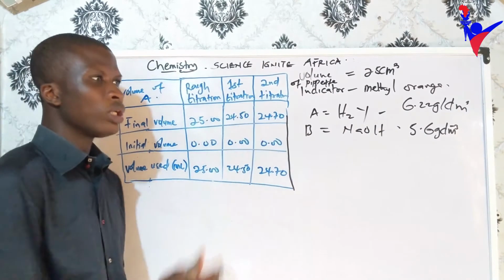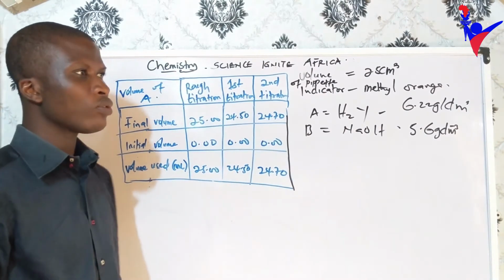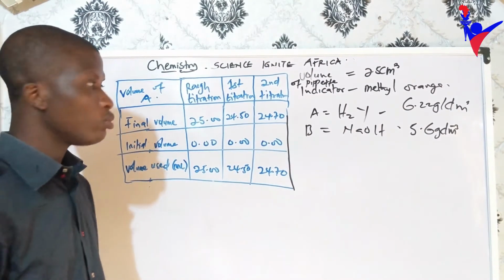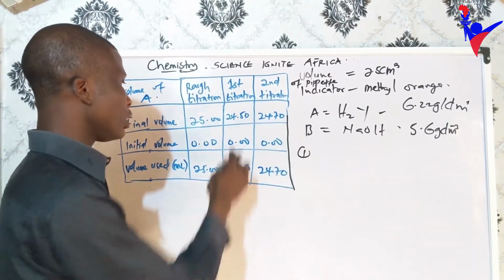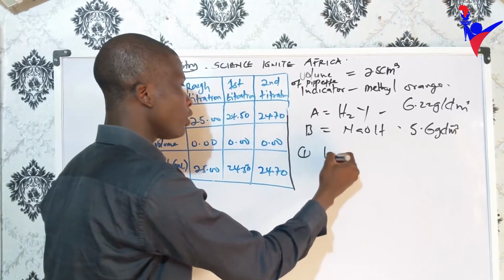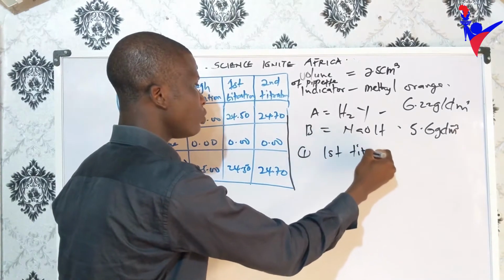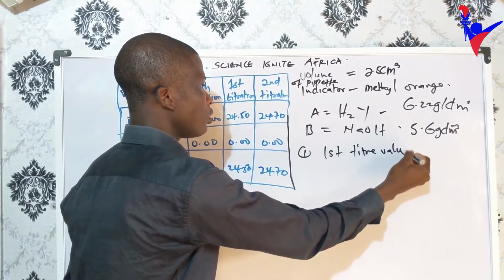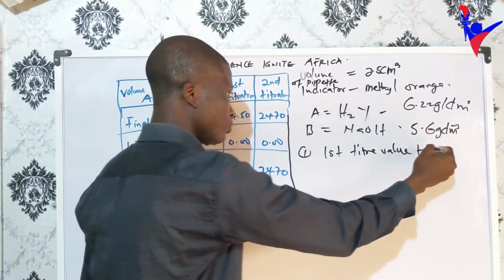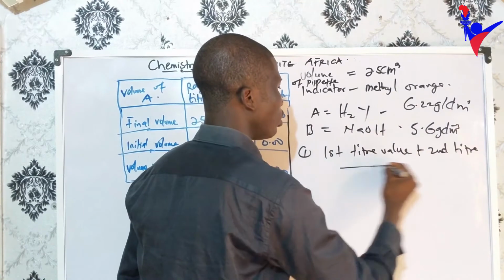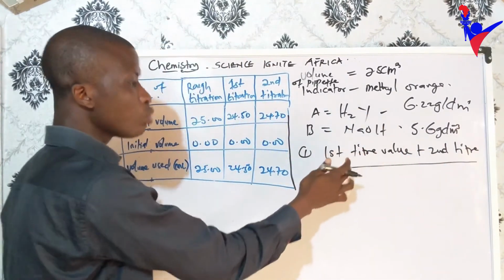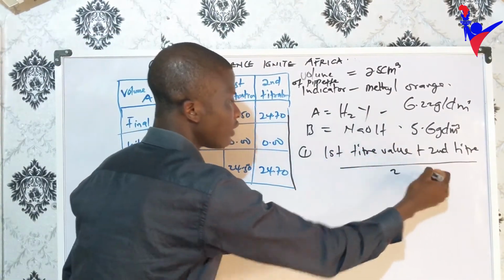Now let us assume you have tabulated our readings. The very first thing you have to do is calculate the average volume of acid used, and that's where we are starting from. I told you to use this and this, so it's going to be first titer value plus second titer value. How many values did you take? Just two values, so it's going to be divided by 2.